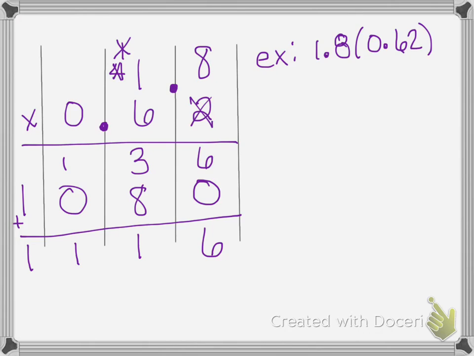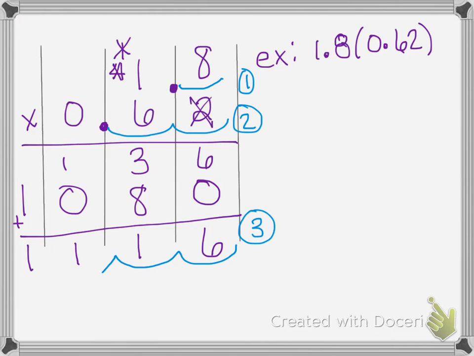So the last step that we talked about was we need to count. Well, how many numbers are behind a decimal? I have 1. And then I have 1, 2. So I have a total of 3 numbers behind the decimal. So I am going to start at the right, and I am going to go 1, 2, 3. So my answer to 1.8 times 0.62 is 1.116. And we are finished.